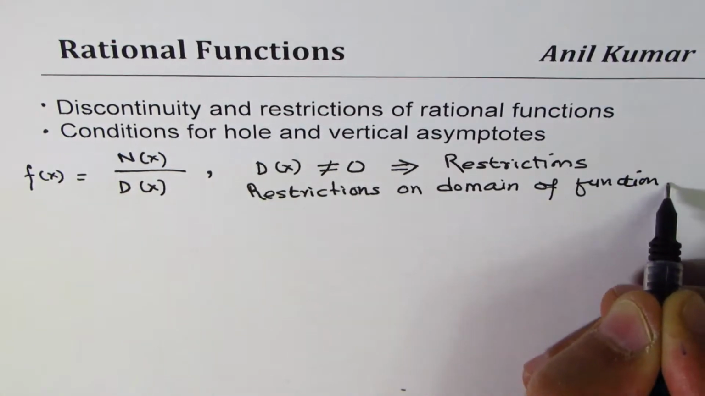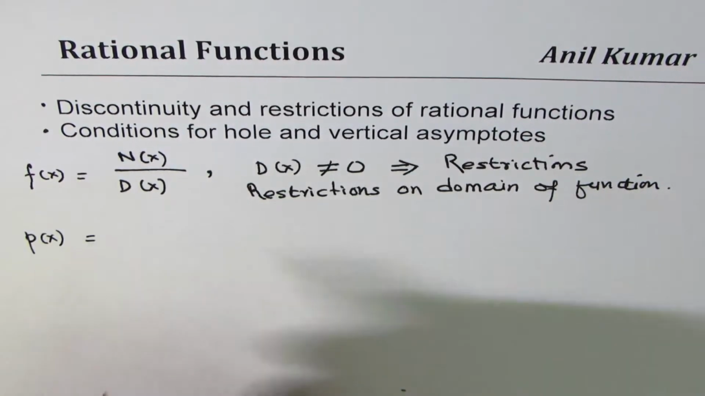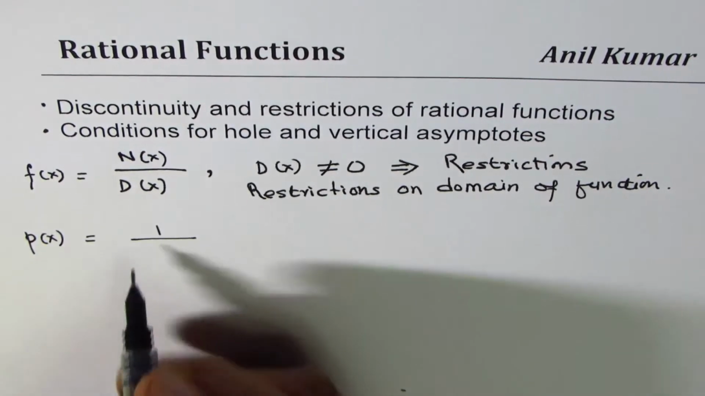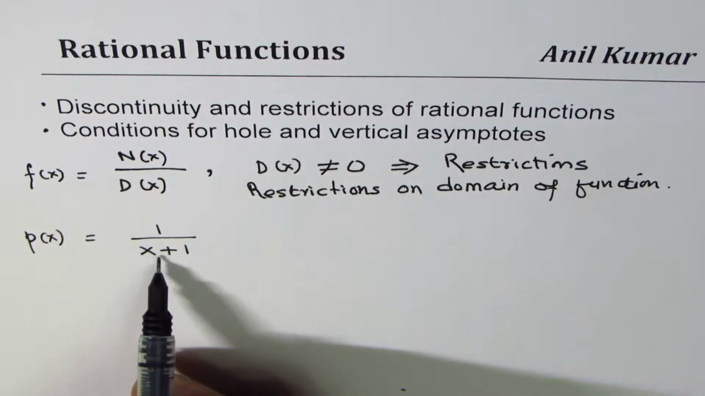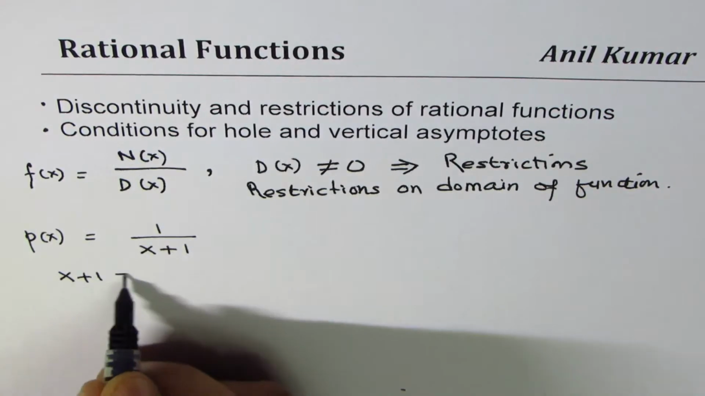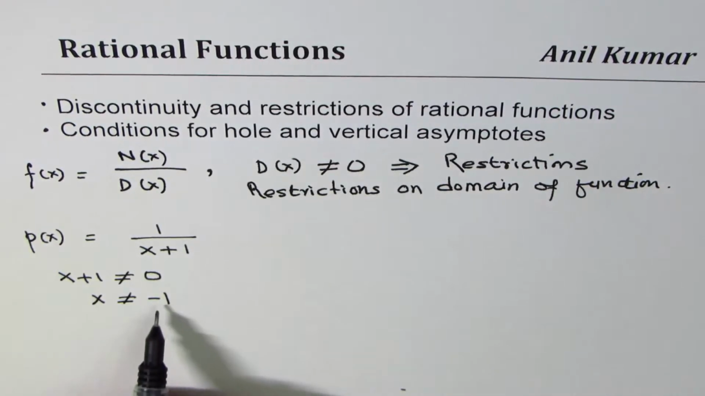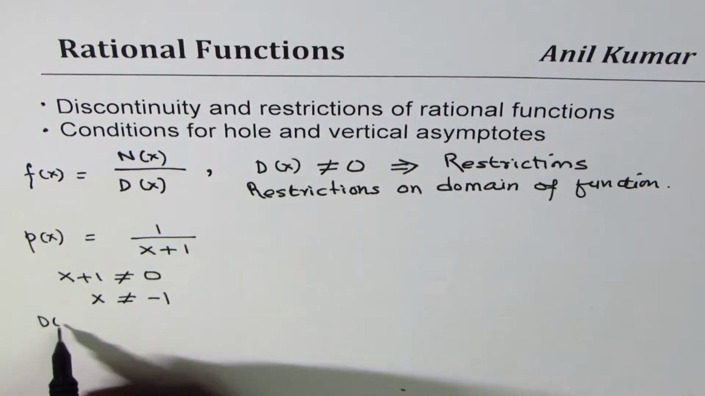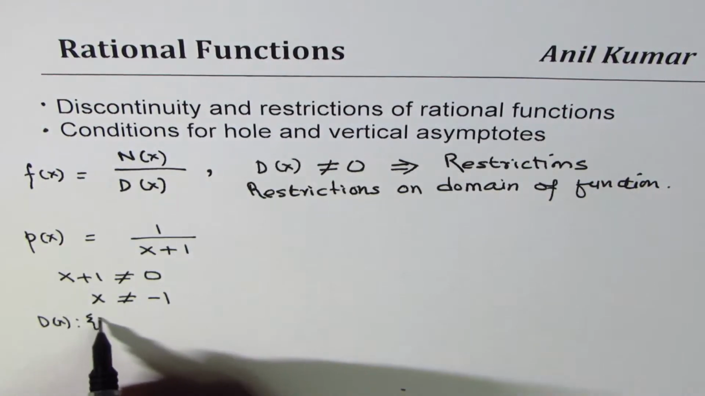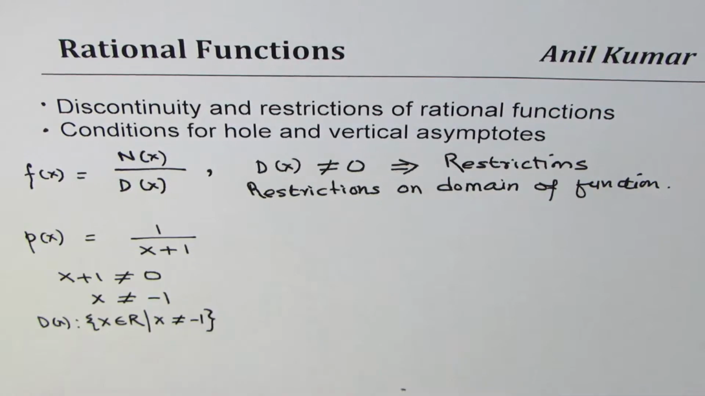Now let me give some example to elaborate. Let's say we have a function p of x which is equal to 1 over x plus 1, a very simple example. Of course the denominator cannot be 0, so we say x plus 1 is not equal to 0, or we can say x is not equal to minus 1. Now this minus 1 is a restriction on the domain, correct? So for this function we'll say the domain is x belongs to real numbers where x is not equal to minus 1. Do you understand this part? So that is how we find restrictions.